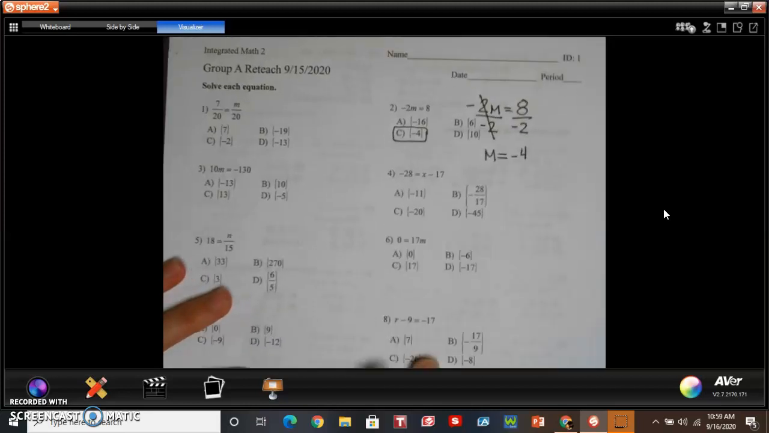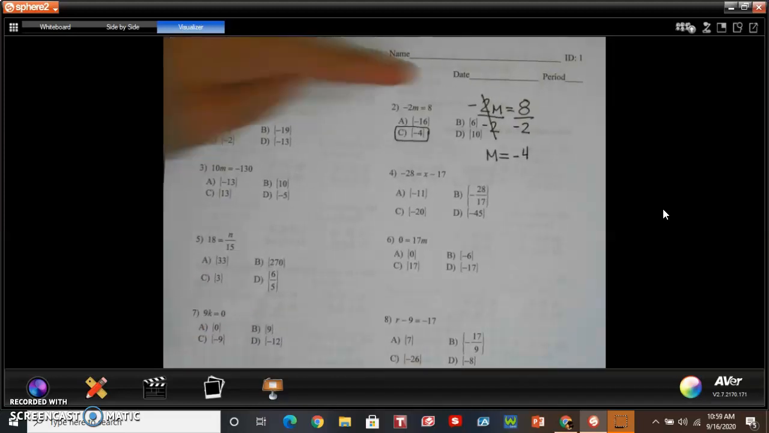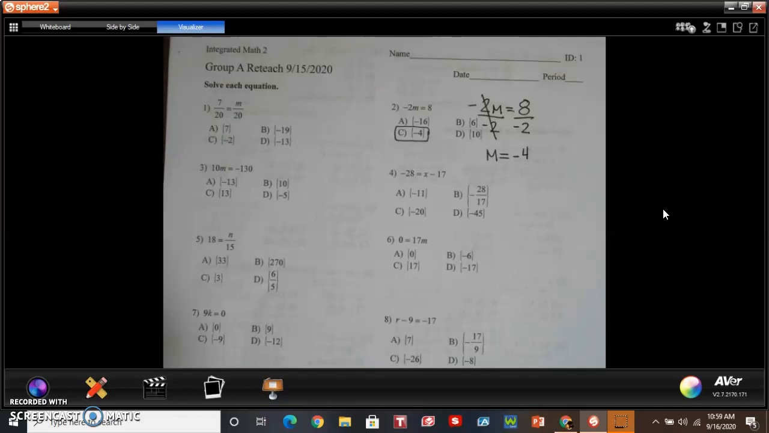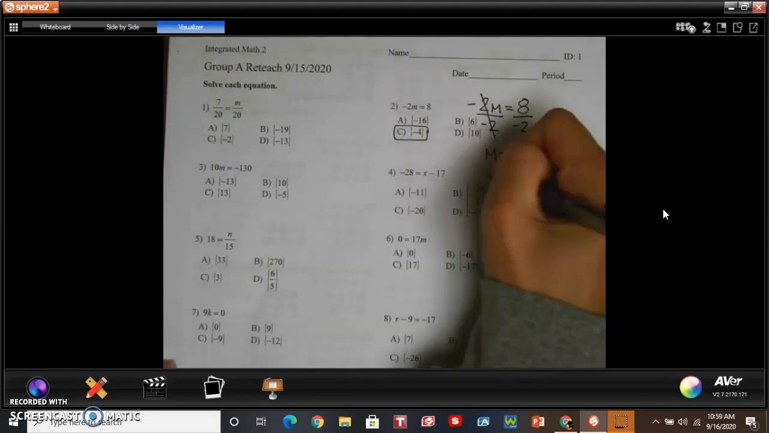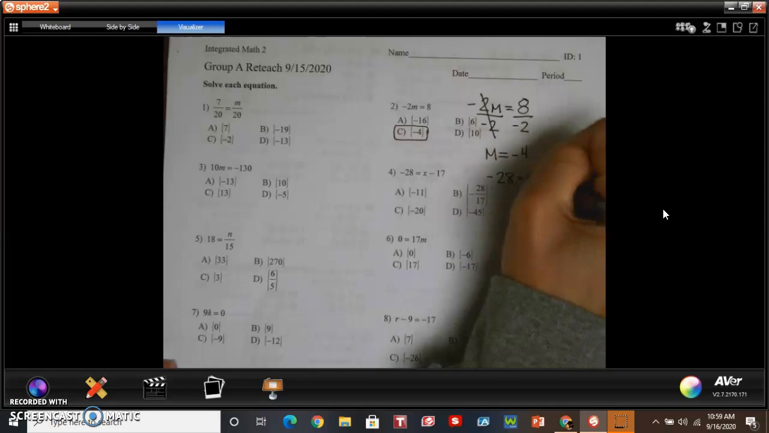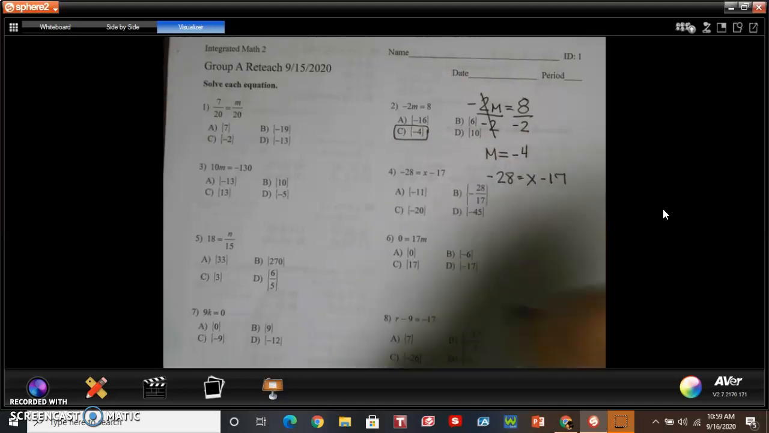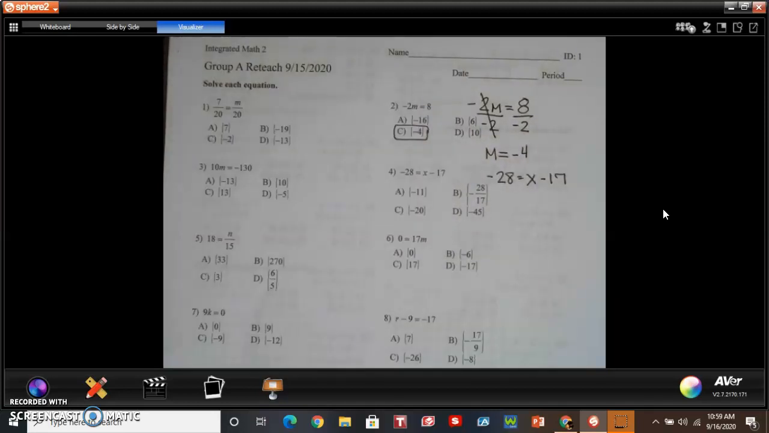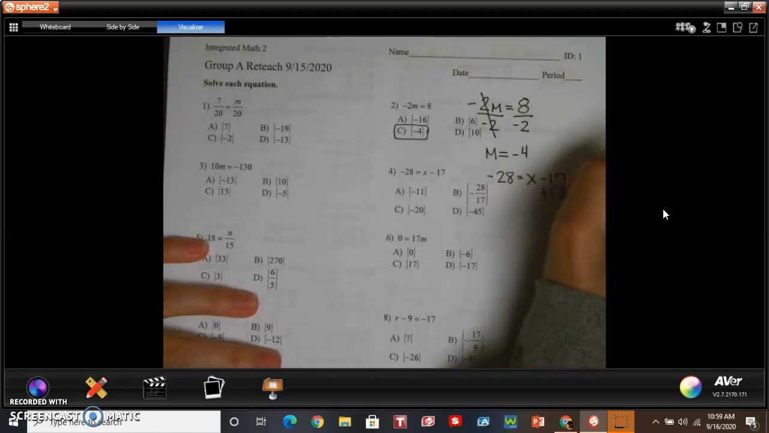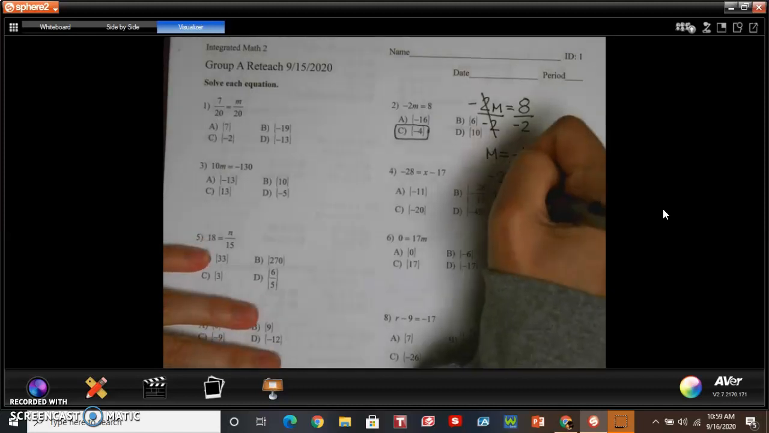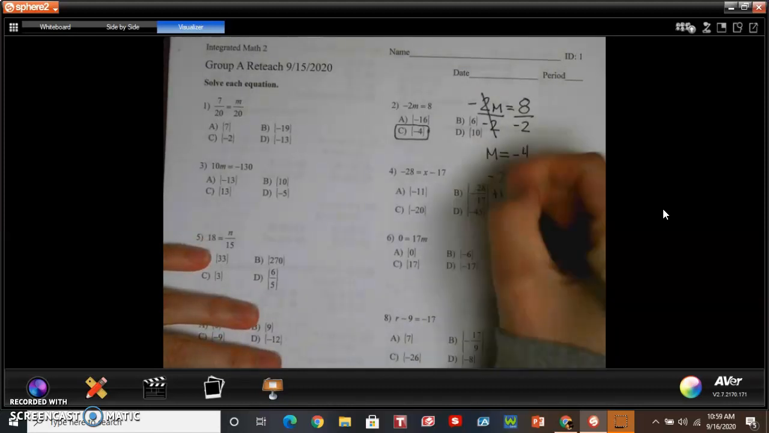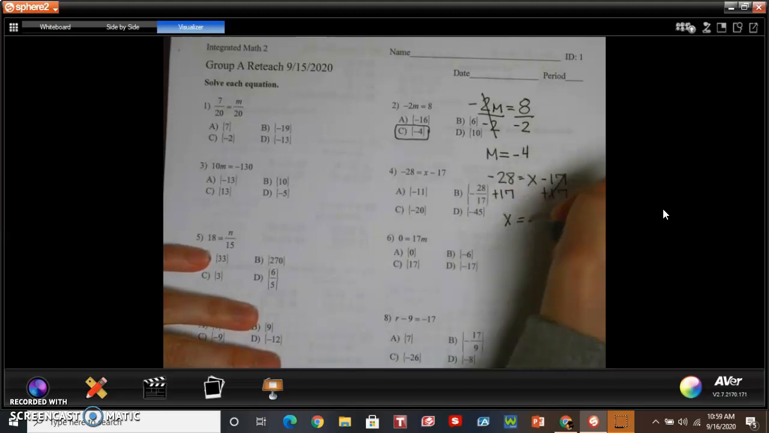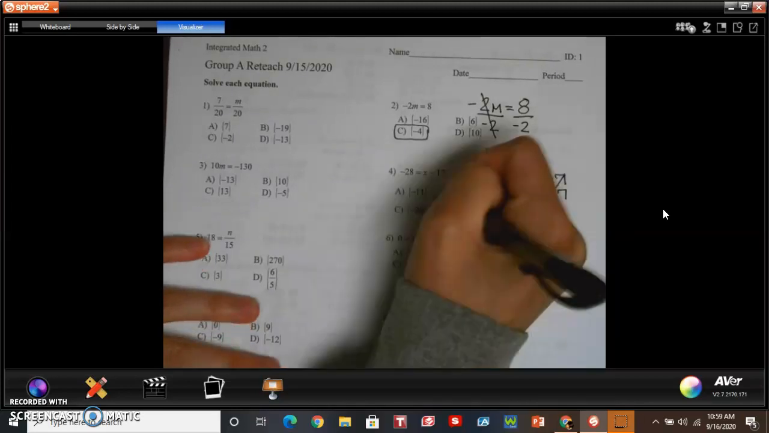Okay, let's look at number 3. Now, number 3 is like number 2. You can do that one on your own. Number 4, we have negative 28 equals x minus 17. So our variable this time is x, and right now it's being subtracted by 17. So the opposite of a subtraction of 17 is an addition of 17. Remember, whatever you do to one side, you must do to the other, leaving us with x is equal to negative 11.